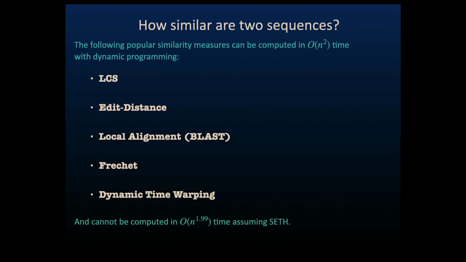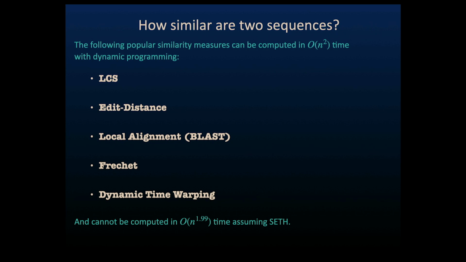So here's a list of similarity measures. LCS, which we'll see today, is one of them, but there's also edit distance, which is related. You want to go from one string to the other with the minimum number of operations: you delete a symbol, you add a symbol, and you substitute. It's pretty similar to LCS, but a bit different.